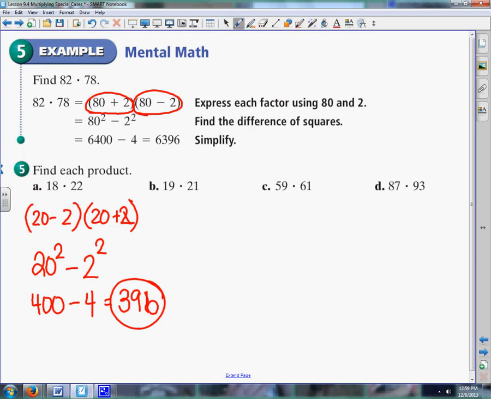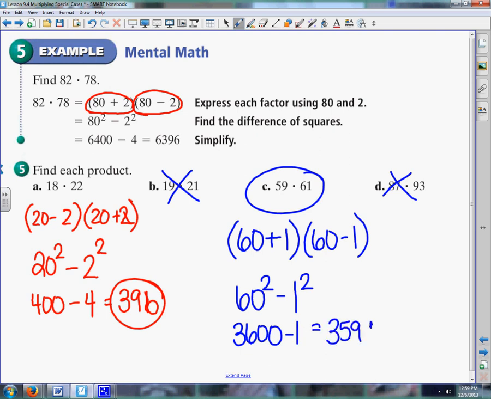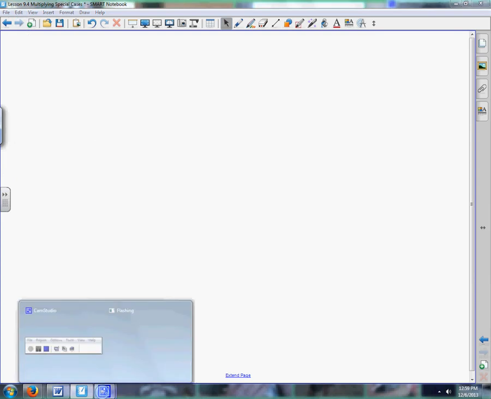So let's just try this one. Try C again. You don't have to do B and C. So this would be 60 plus 1 times 60 minus 1. So I would do 60 squared minus 1 squared. So 60 squared is 3,600 minus 1 equals 3,599. Crazy how that works. All right, that's it for your notes.